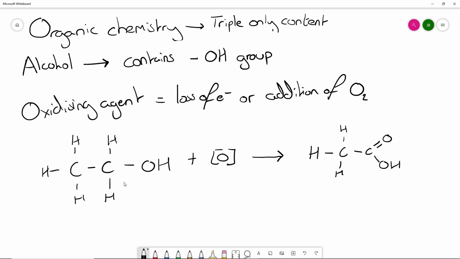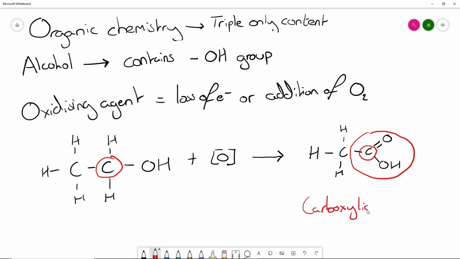You can see the key difference here. We've lost two hydrogens, which end up making water, and this oxygen has attached itself to this carbon. If I put a circle around it, you see this C is this C. So the OH is still there, but this time we've added this, and this is what we call a carboxylic functional group. It's a carboxylic acid. That's what makes it a carboxylic acid: C double bond O down to the OH. So this is how we make a carboxylic acid from an alcohol.